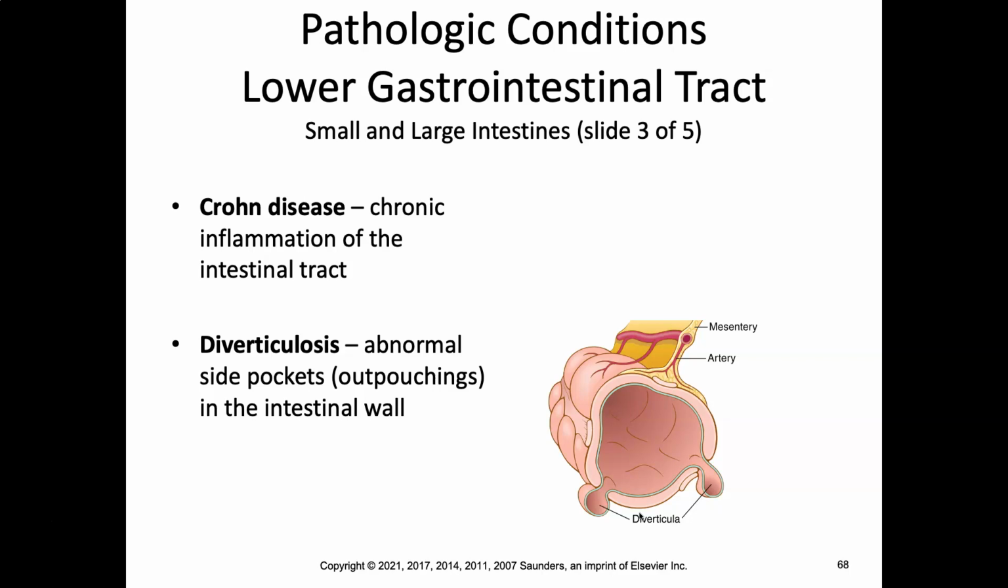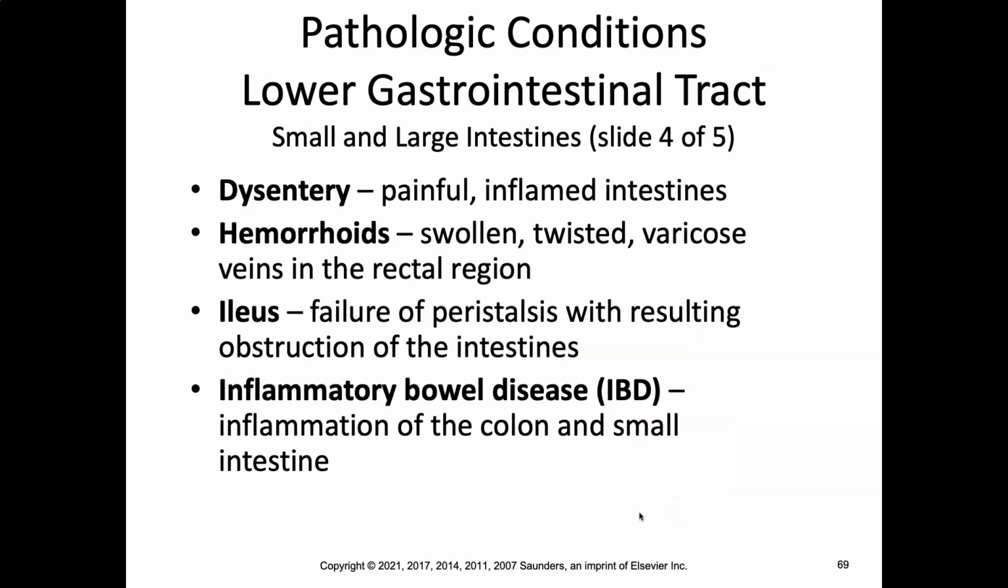Diverticulosis, that's abnormal side pockets or outpouching in the intestinal wall. That's what diverticulosis is. You've got these little pouches that keep sticking out where they're not supposed to. Dysentery. You might have heard that long ago in the military they had issues with dysentery. That is typically because you've got some kind of bacterial or viral situation going on.